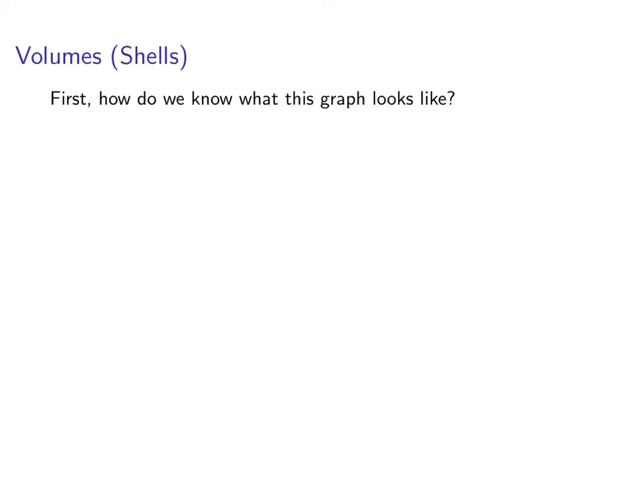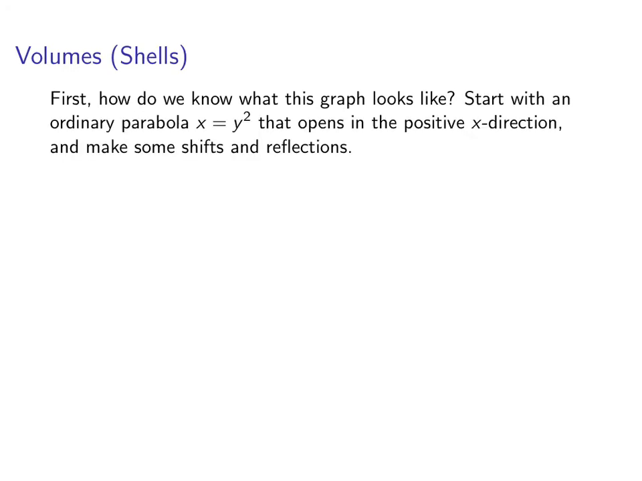Now, how do we know what this graph really looks like? So let's start with an ordinary parabola x equals y squared, which opens in the positive x direction, and we'll make some shifts and reflections. Now, you don't want to be freaked out by this parabola. It's really not any different than the ordinary parabola that you're used to seeing, which is y equals x squared. It's just it opens in a different direction.